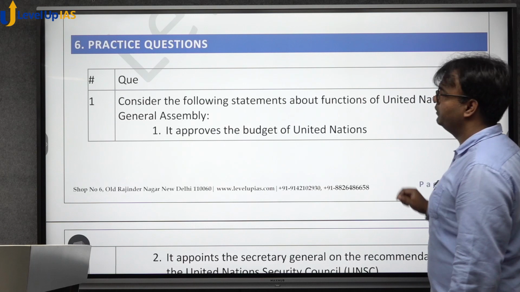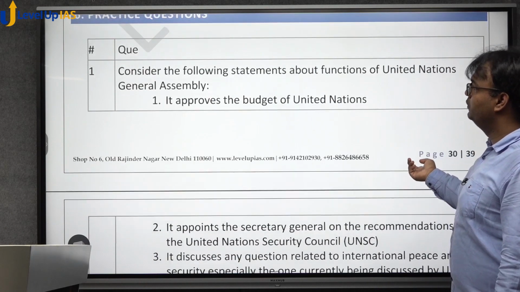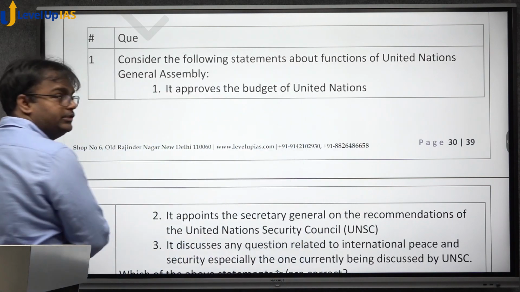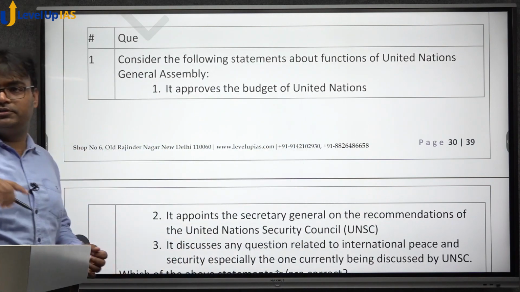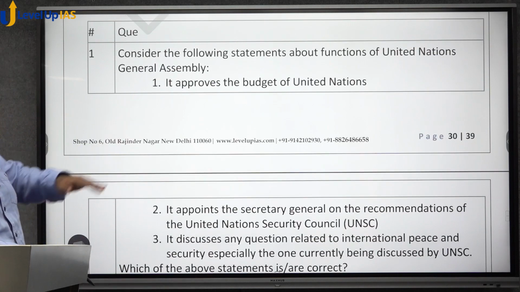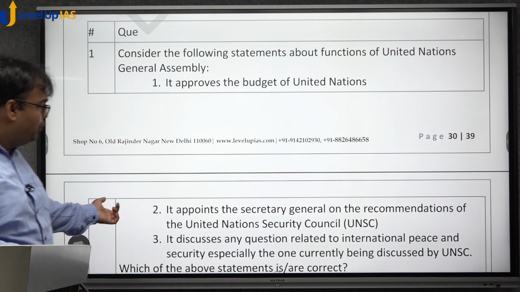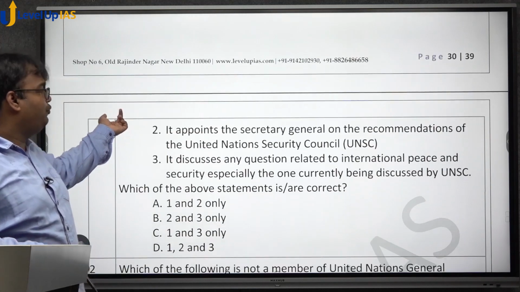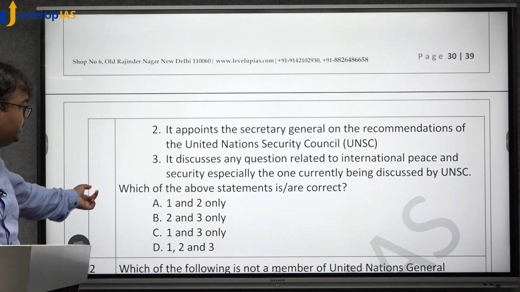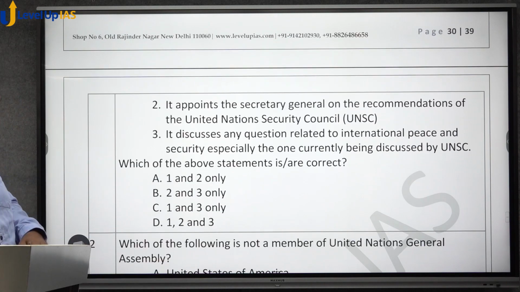Question number 1. Consider the following statements about functions of United Nations General Assembly. We'll start with the last person. What's your name? Bataiye. Oh, you're giving the answer. Let's go statement wise. It approves the budget of United Nations. Correct. It appoints the Secretary General on the recommendation of United Nations Security Council. Sure. It discusses any question related to international peace and security, especially the one currently being discussed in UNSC.